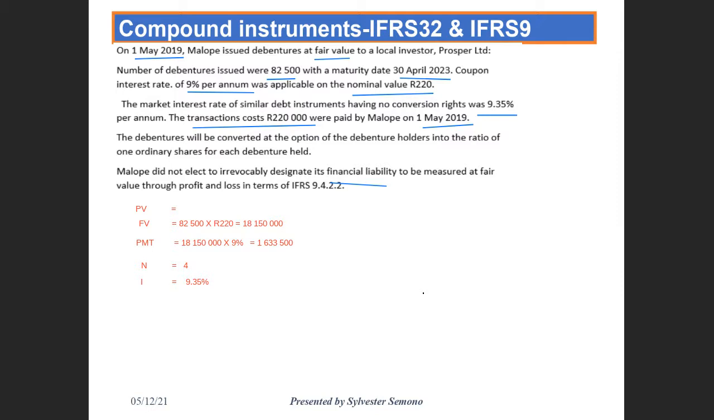So let's calculate here. Let's see this. I found my calculator. So I've got my future value of 18,150,123, future value, and I've got my PMT 1633,500. PMT, remember, it depends which calculator you are using. We've got 4N, we've got 9.35 interest, and I'm looking for the present value.